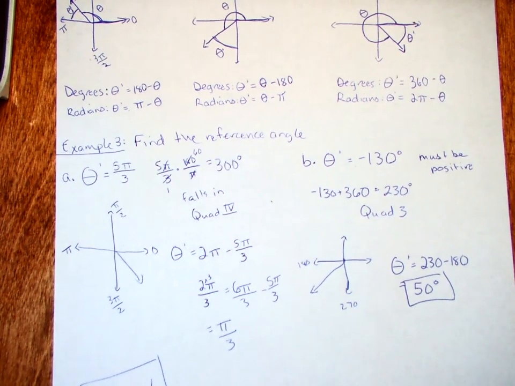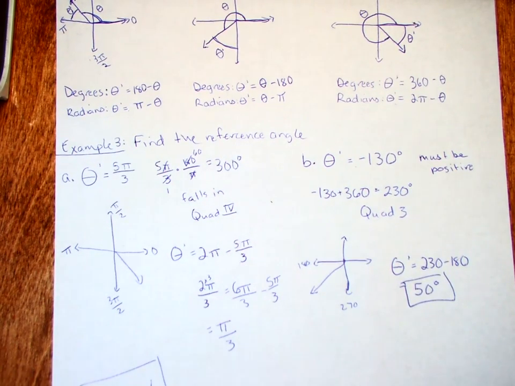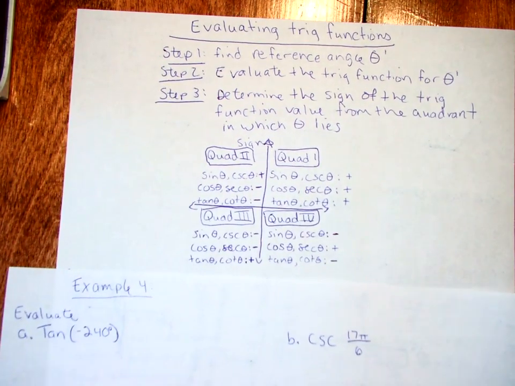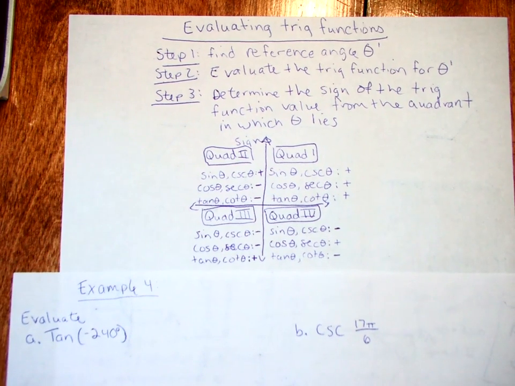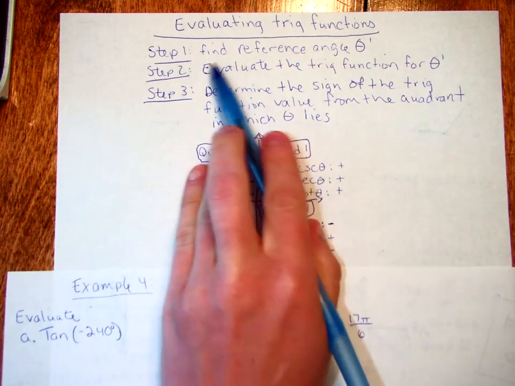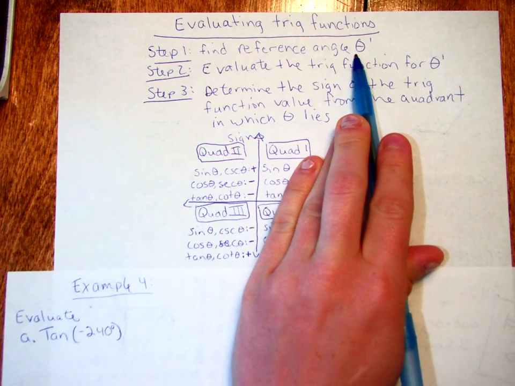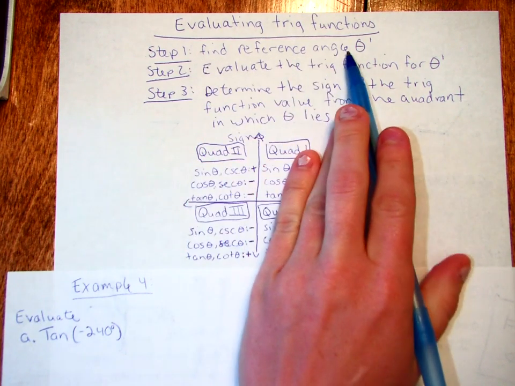All right, so on to example 4. So I have the steps here for you as well as the chart. So the first one says find the reference angle theta, which we just did in example 3. So that first step is covered with what we just did.